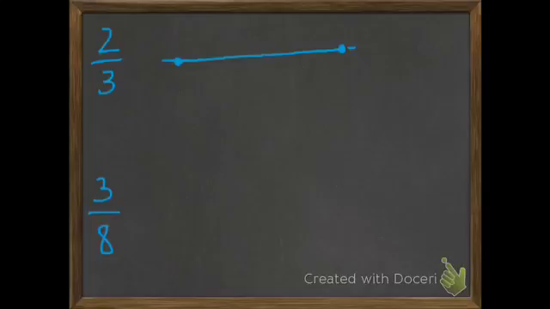We're going to take this first number line between 0 and 1 and split it into 3 equal parts. Now I'm going to shade in 2 of the 3 sections to model 2/3 on the number line.